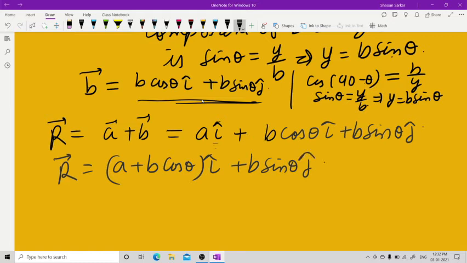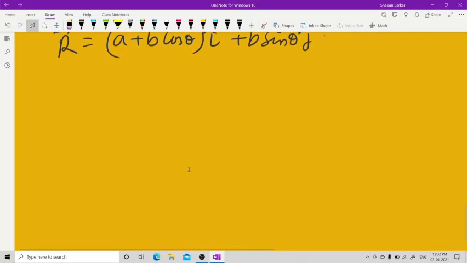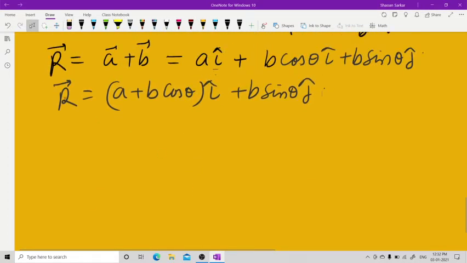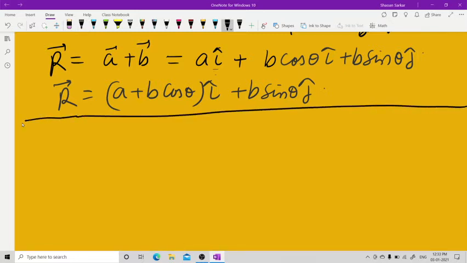Now I want to find the magnitude. Magnitude means the length. Before that, I need to tell you something about vector addition, sorry, vector dot product and vector product. Let us write down.